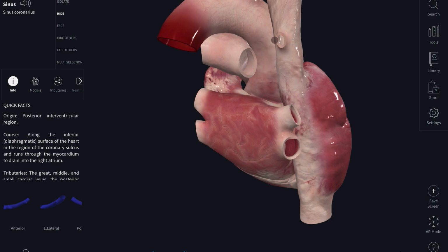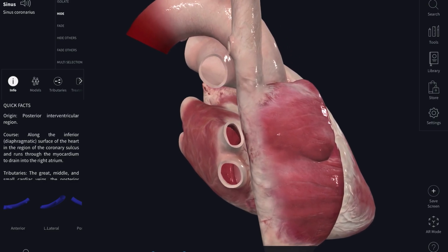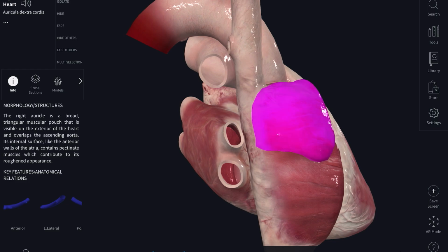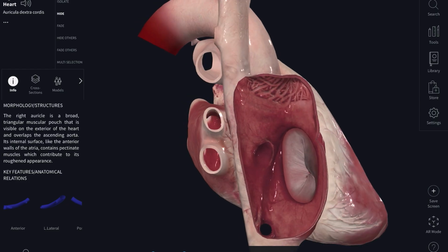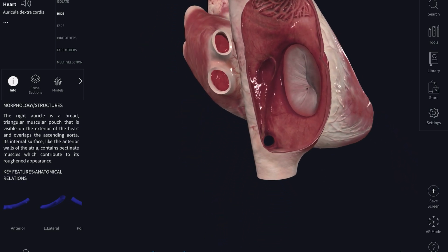This hole is for your azygous vein, which drains a lot of the blood in the thoracic region. Dumps right into that superior vena cava. So we're going to go ahead and open this up. Here's your right atrium. This is what it looks like.